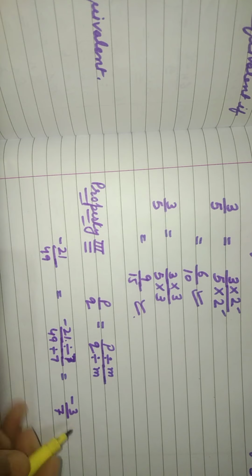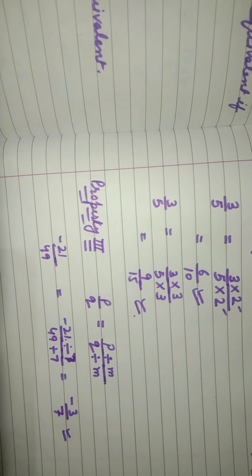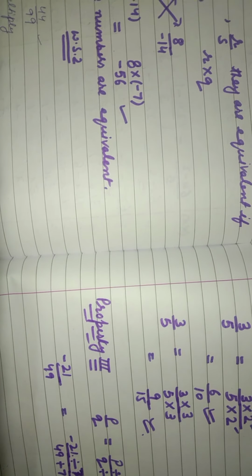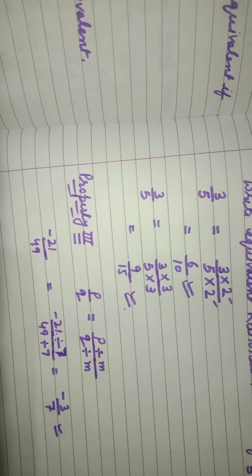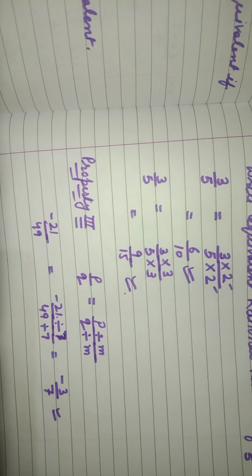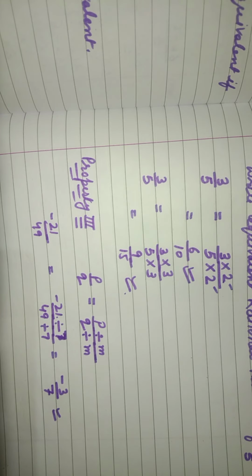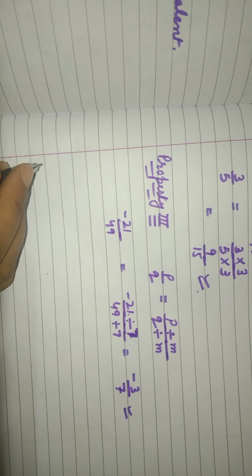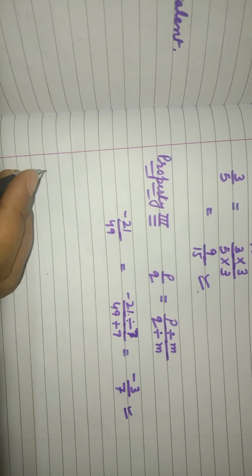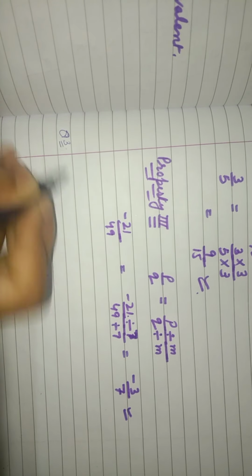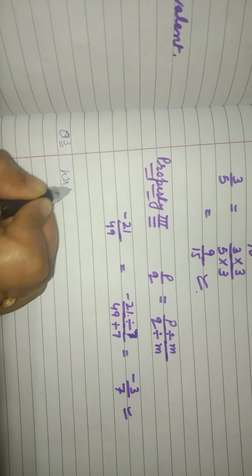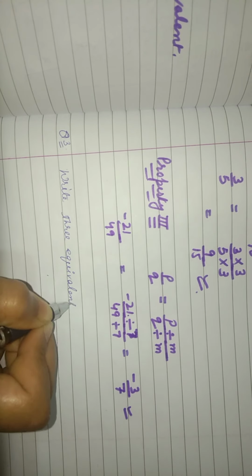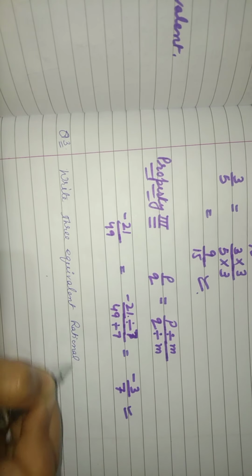Fine. So these are the properties, and on the basis of these we are going to solve question number 3. Write 3 equivalent rational numbers of the following.